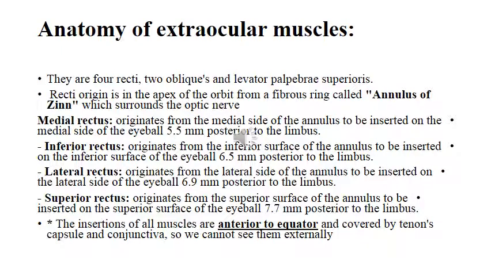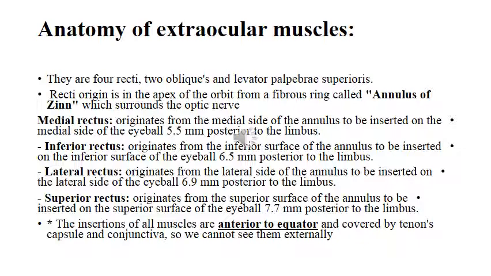Anatomy of extraocular muscles. We have 4 rectus muscles, 2 obliques, and the levator palpebrae superioris muscle. So we have 7 extraocular muscles. For the rectus muscles, they all originate from the apex of the orbit. We call it the annulus of Zinn, which is a fibrous ring surrounding the optic nerve.